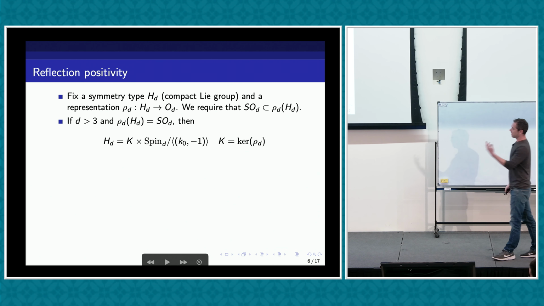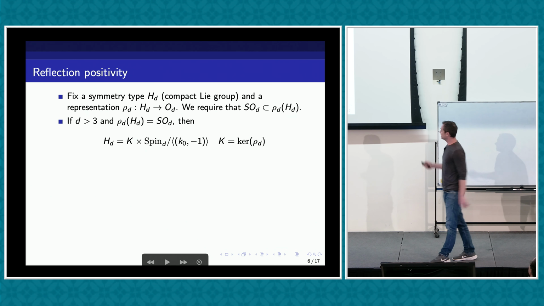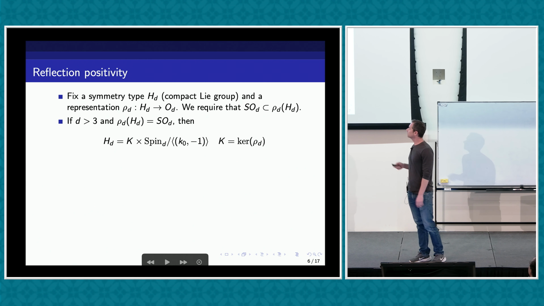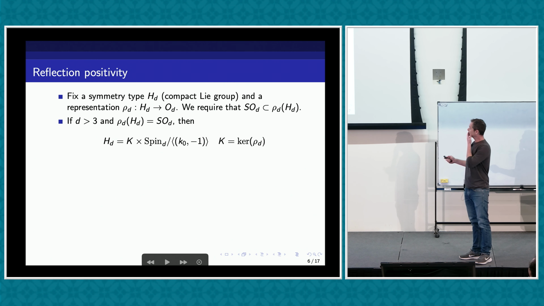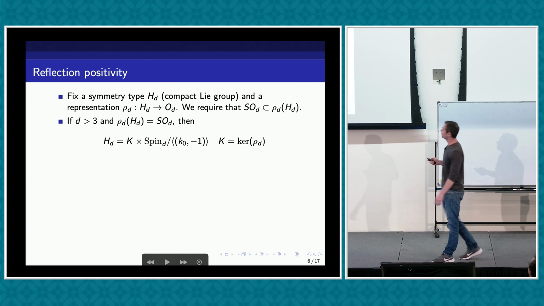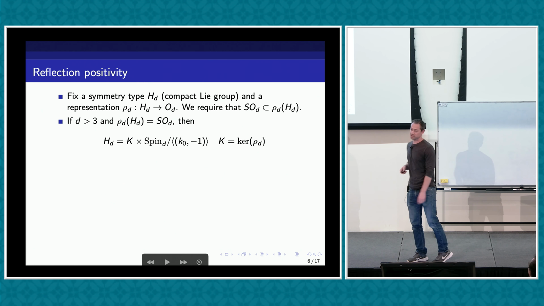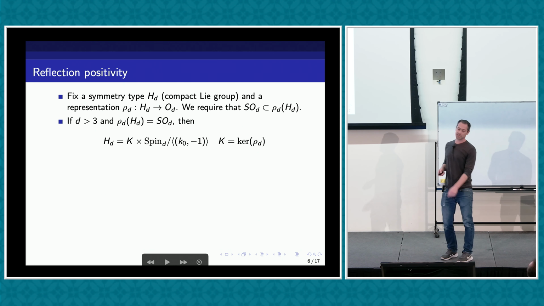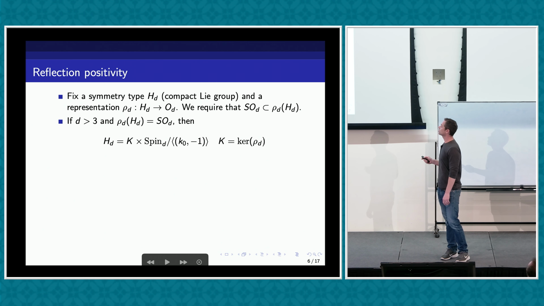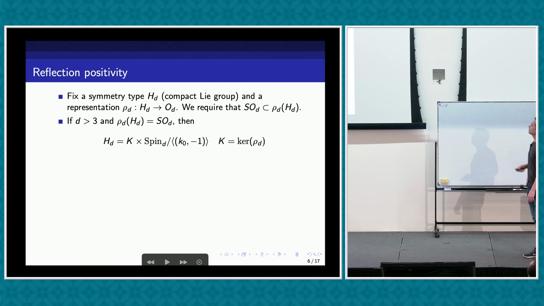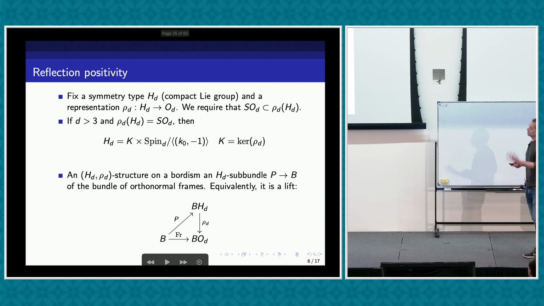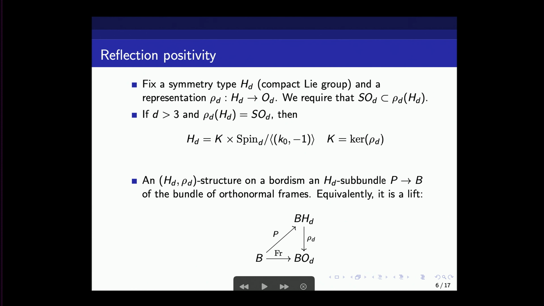And Freed and Hopkins proved this in their paper. When the dimension D is greater than 3, and when the image of the representation is SO_D, then this compact Lie group looks pretty understandable. It just looks like a product. You take Spin_D, the double cover of SO, and you take a product with the kernel of this representation, and then you quotient by the cyclic subgroup generated by this central element, which squares to the identity. So all those Lie groups look like that.